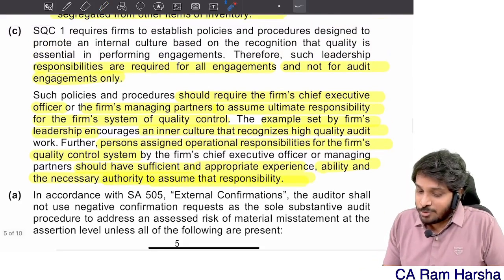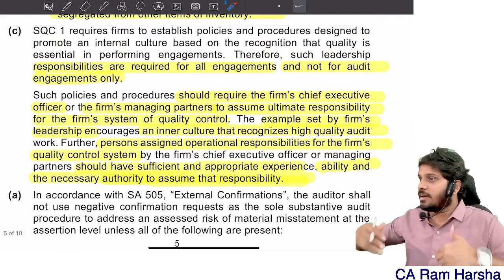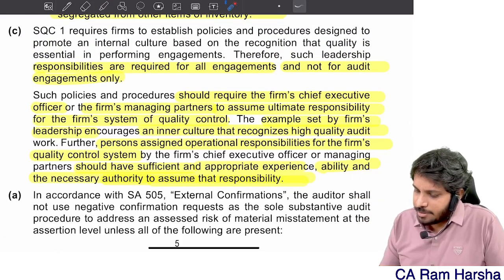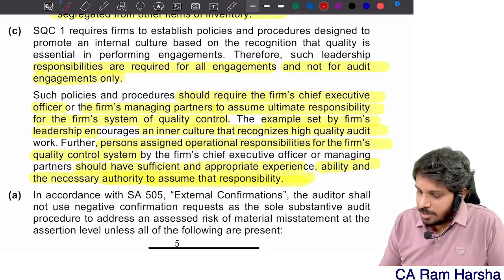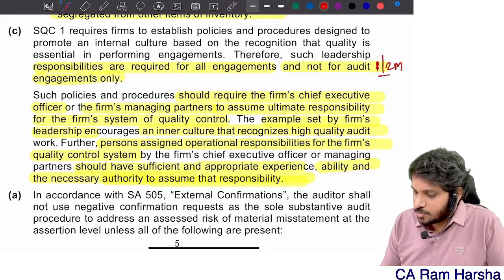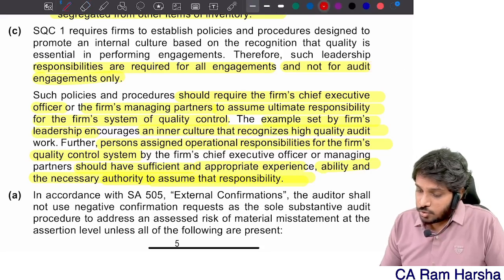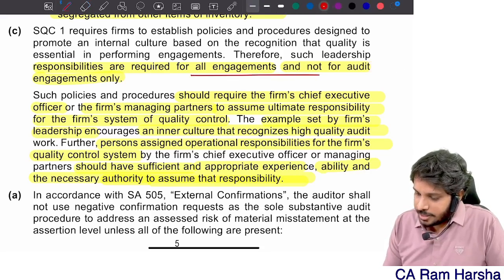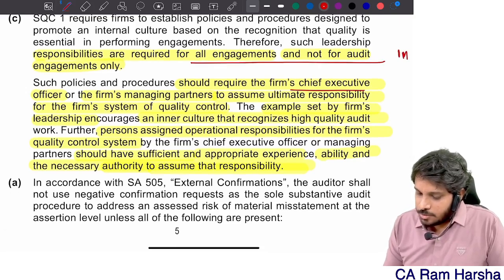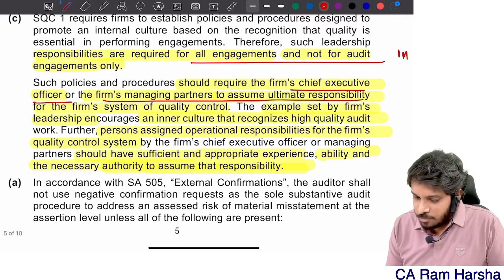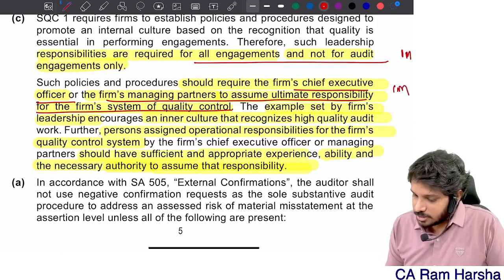In the exam, here I will tell you how marking will be done. Probably 1 or 2 marks for this point. They'll give you itemized marks. So all the engagements, not just for audit, 1 mark for this. The CEO or managing partner shall assume ultimate responsibility, 1 mark for this.